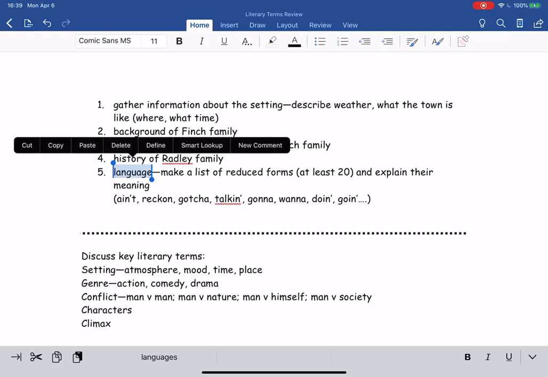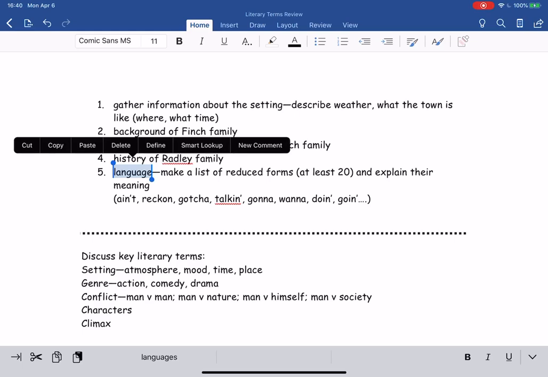Next, I want you to think a little bit about the language. You'll notice as you read that some of the language in To Kill a Mockingbird is a little bit different than the standard English that you're used to hearing. A lot of this is reduced forms. Especially in the South, a lot of native English speakers will have simpler or shorter forms. I would like for you to make a list of at least 20 of those. Explain their meaning, and also please write down where you found them in the book, what chapter, and give me a page number if you can as well.